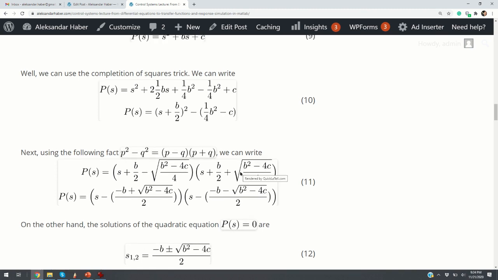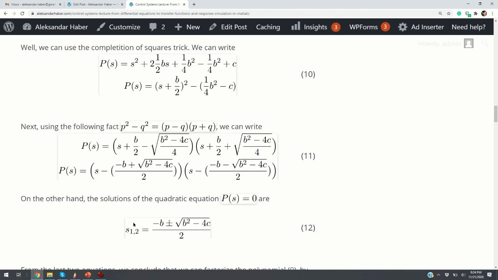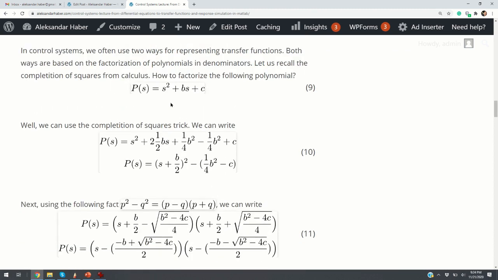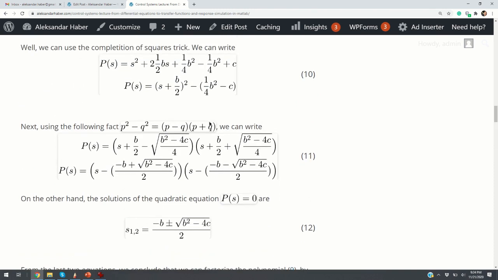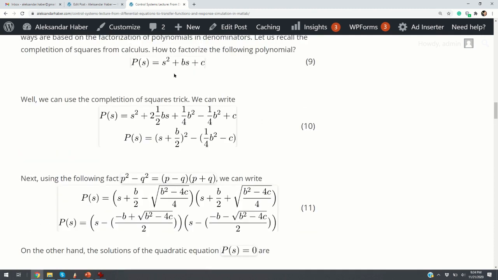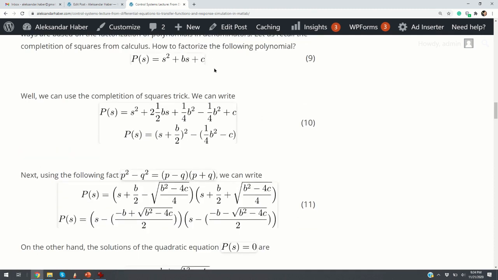Now, if you recall a basic formula for finding zeros of a quadratic equation, you will see that these two terms are basically zeros of a quadratic equation. Basically, the zeros of the equation s squared plus bs plus c is equal to 0. So, what did we learn? The problem of factorizing the polynomial is equivalent to the problem of finding zeros of a quadratic equation.